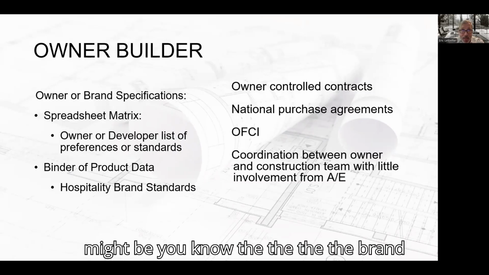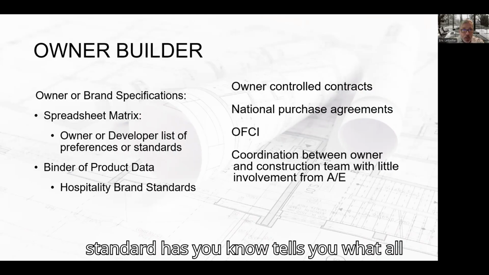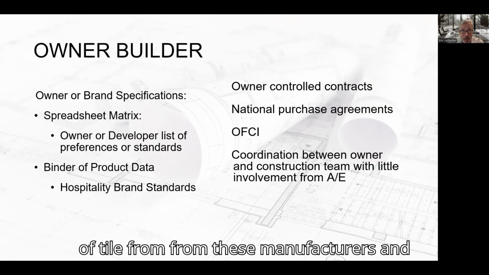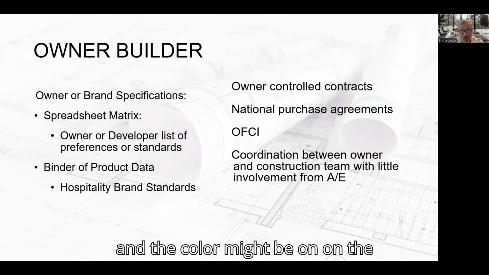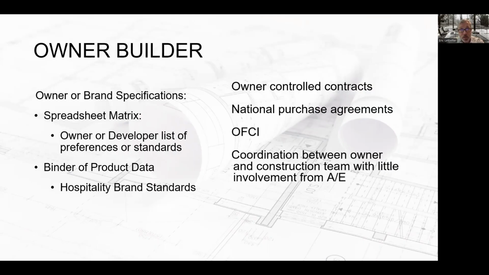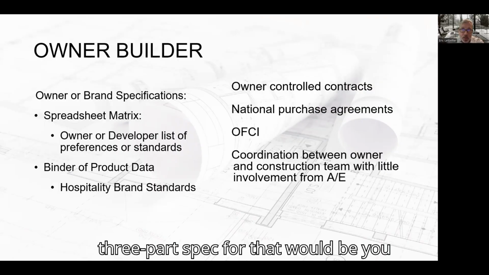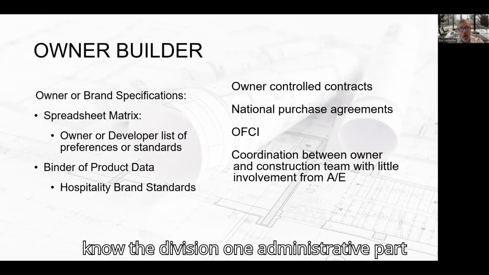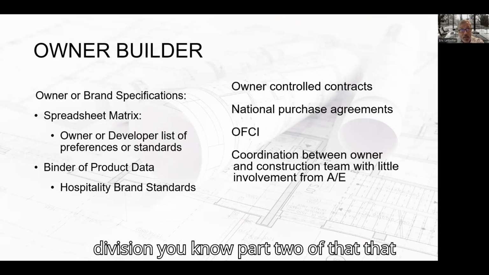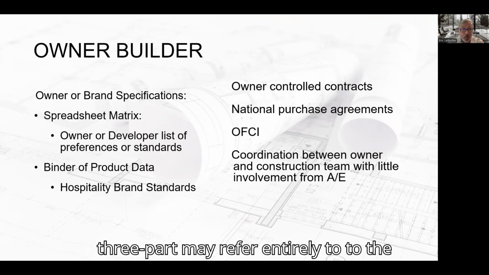An example of that might be, the brand standard tells you what all the stuff is. It's this kind of tile from these manufacturers, and the color might be on the drawings. And so the three-part spec for that would be the Division One administrative part and then the execution part. But Part Two of that three-part may refer entirely to the brand standard.